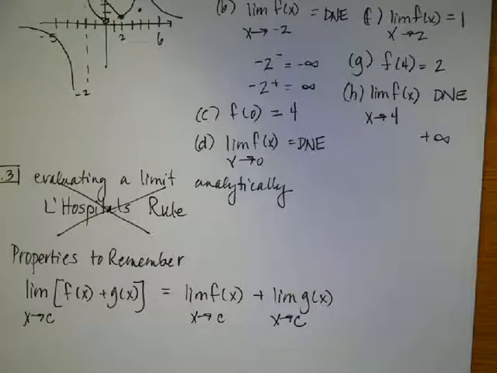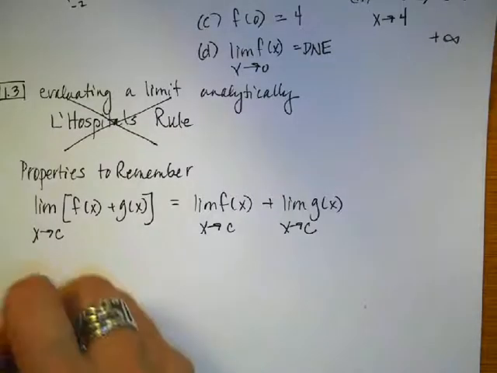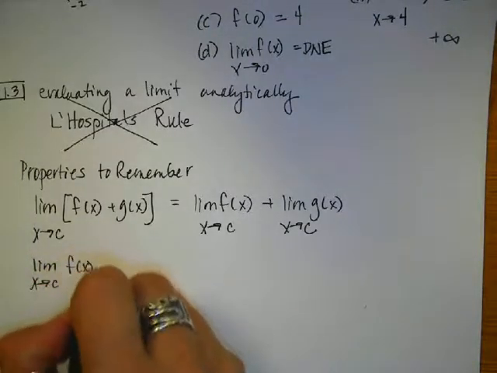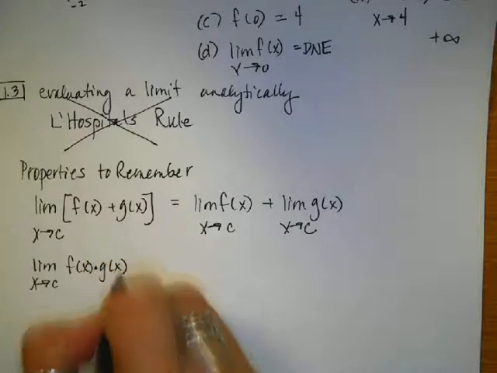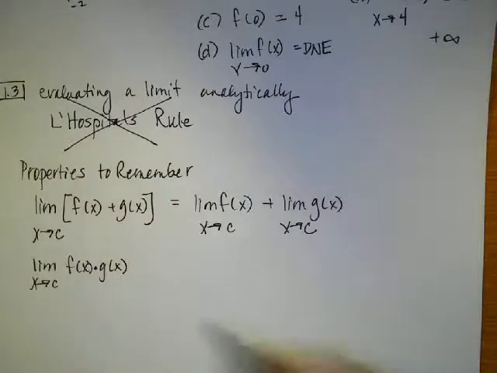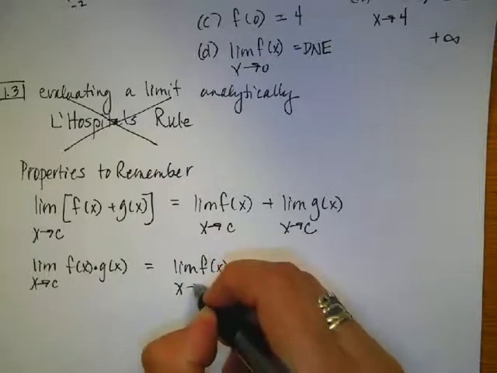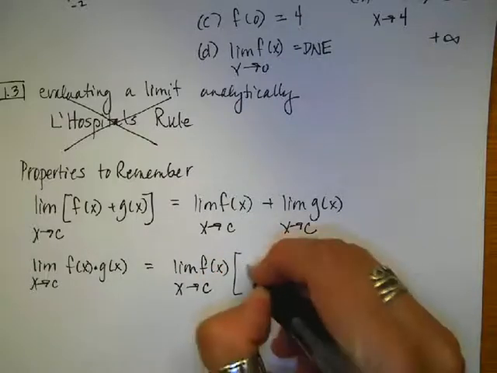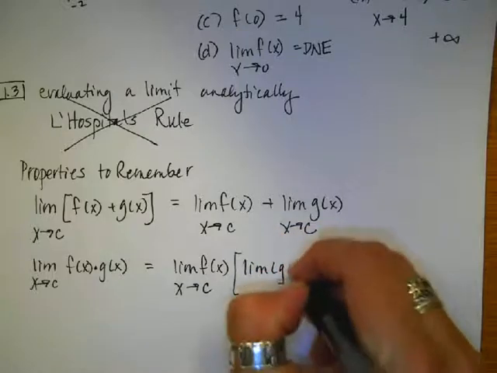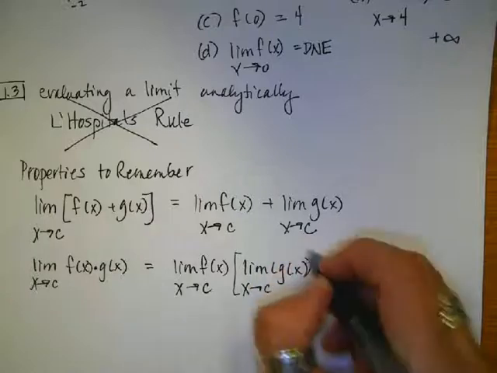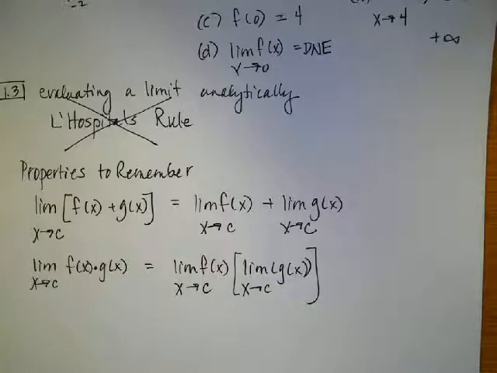I could also do the situation where I had the limit as x approaches c of f of x times g of x, not a dot product, but just multiplied. Then this would be the limit of f of x as x approaches c multiplied by the limit of g of x, oops, I need an extra parentheses, as x approaches c. So remember, it's really important that I need to do lots of things to help me evaluate a limit, and sometimes that means I can split it up into multiple limits.